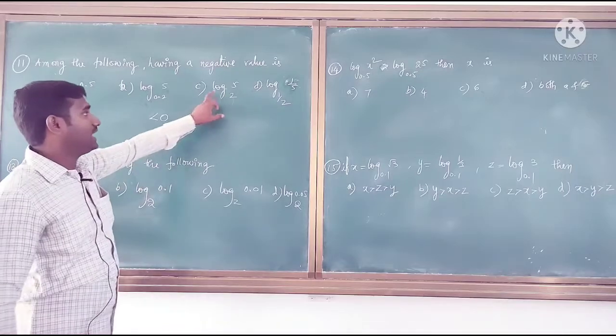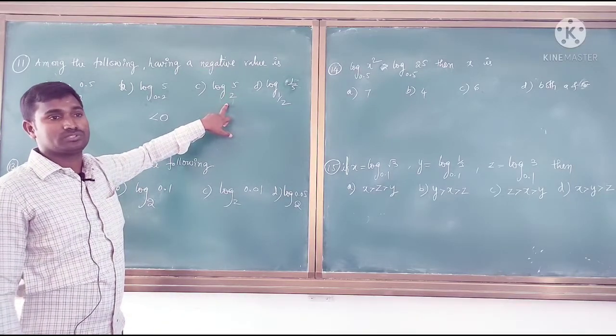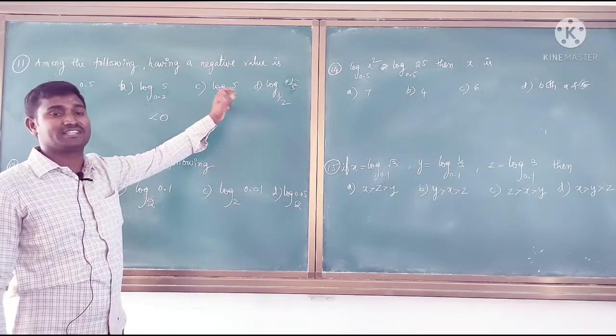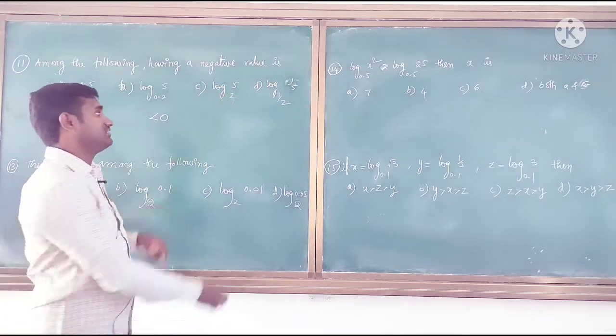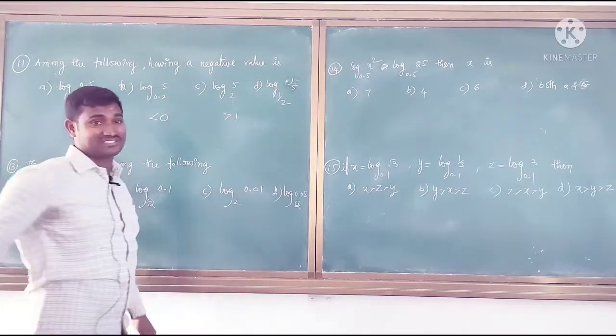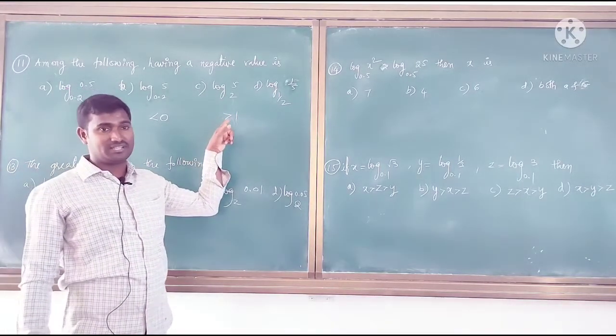And log 5 to the base 2: x is greater than 1, a is greater than 1. So x is greater than a, it is greater than 1. This value will give the first condition, greater than 1 only.